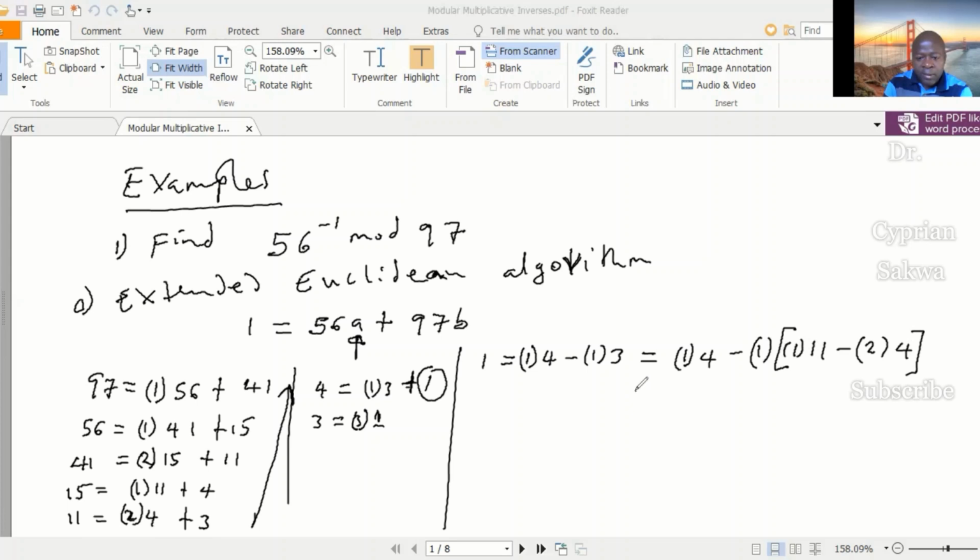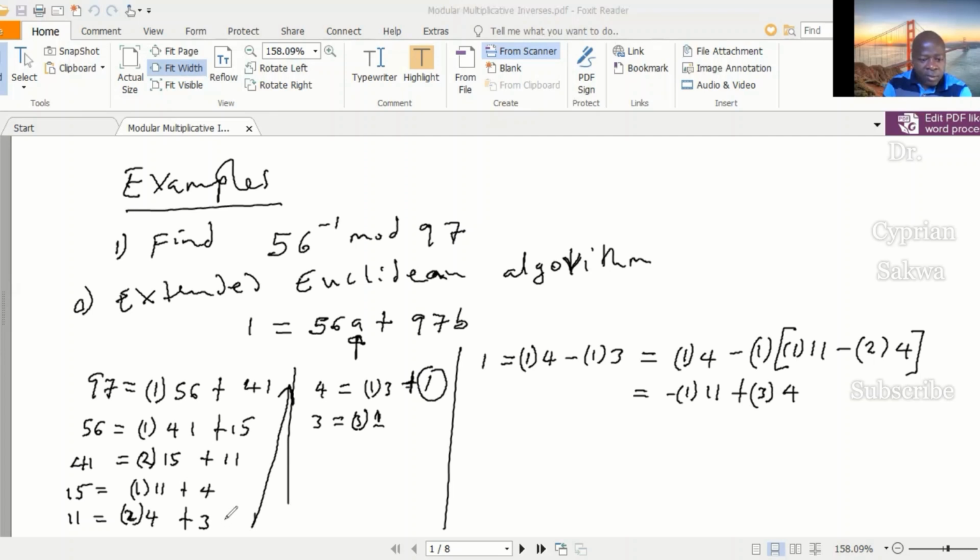So what does this give us? Collect like terms. I have negative 1 multiplied by 11. So I'm just multiplying this negative 1 inside. Negative 1 multiplied by 11. Then negative 1 multiplied by negative 2 will be positive 2 multiplied by 4. So positive 2 multiplied by 4 plus 1 multiplied by 4. That gives us 3 multiplied by 4. This is 1 plus 2 will be 3.